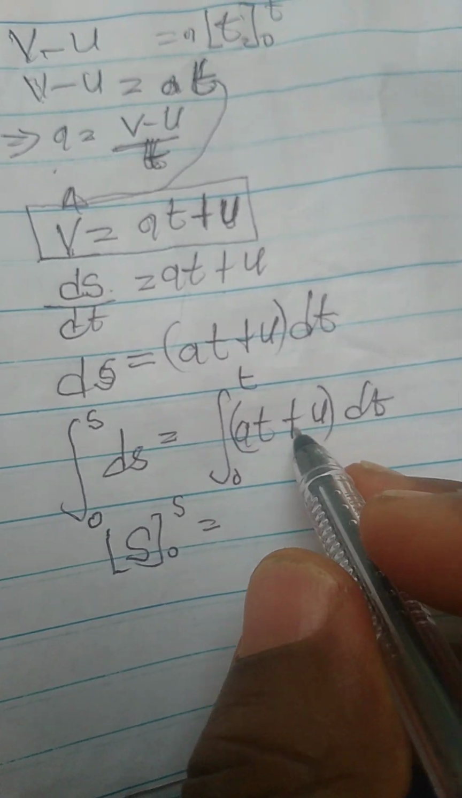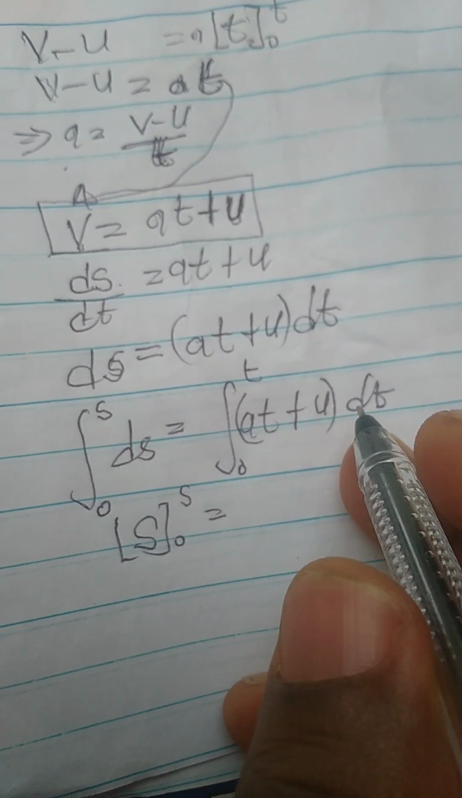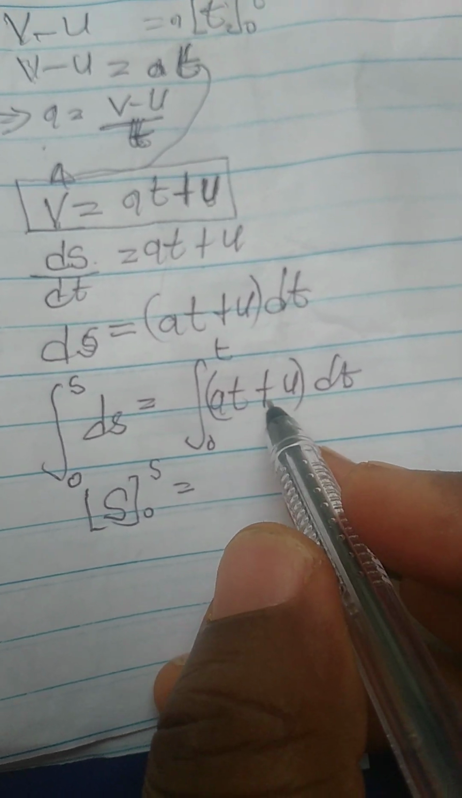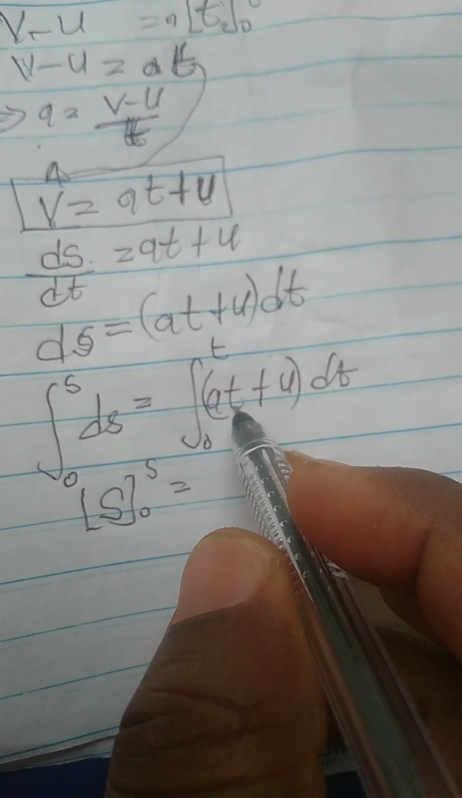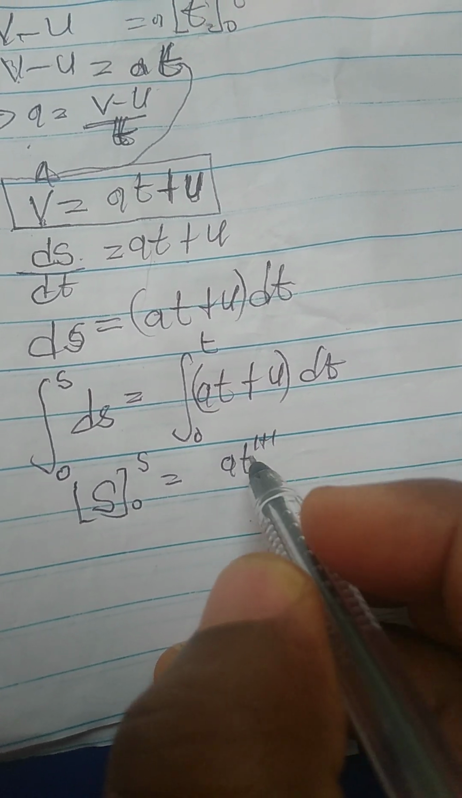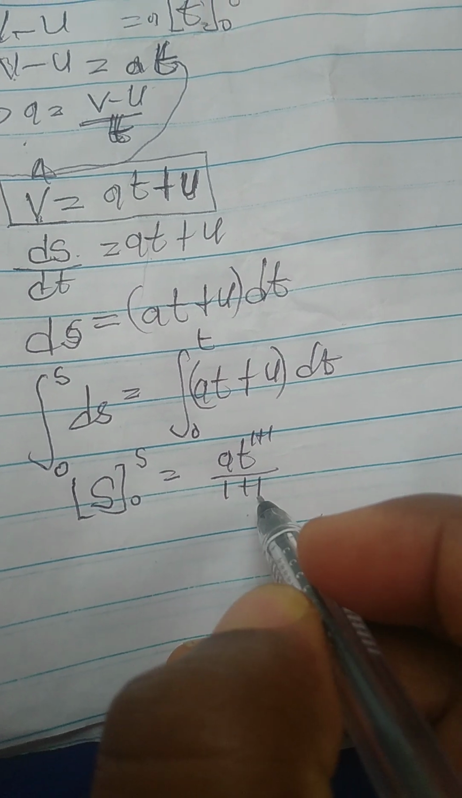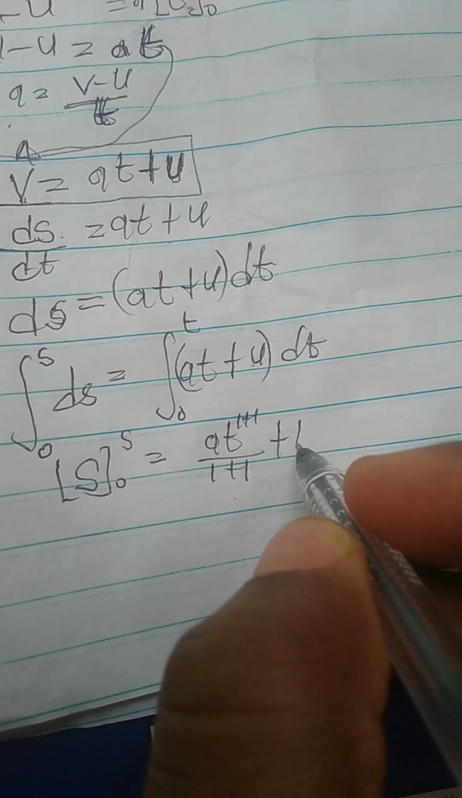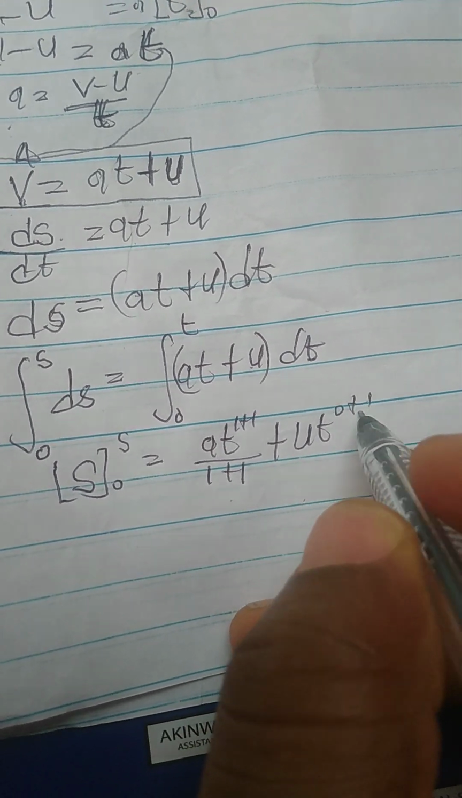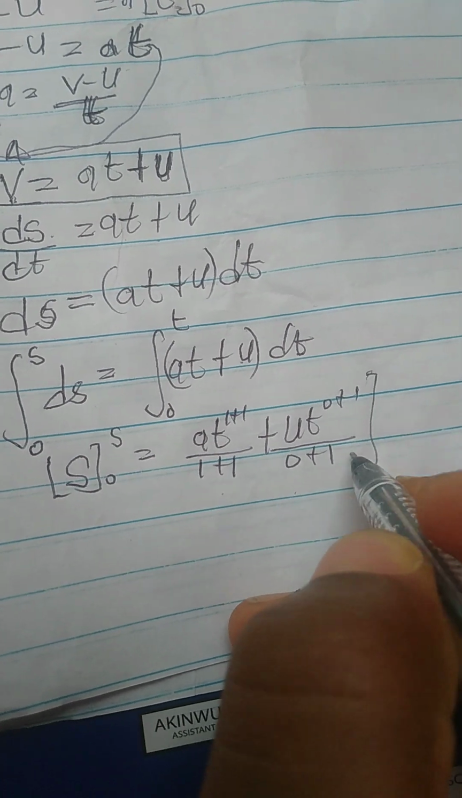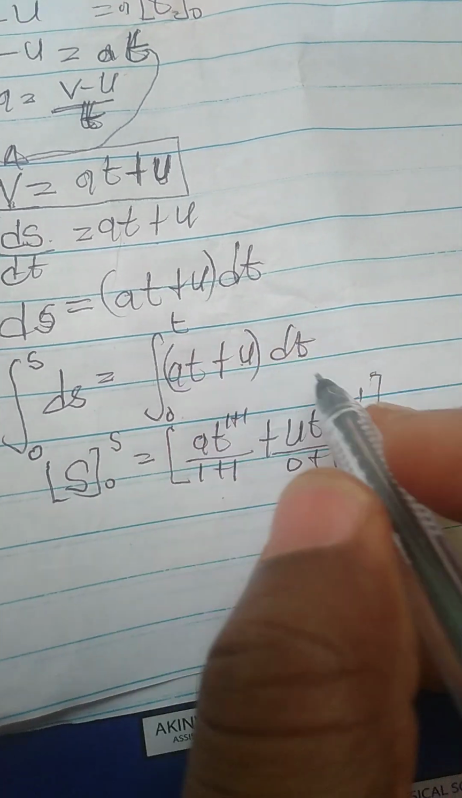Now, integrating this particular aspect, I taught us how to integrate in my last YouTube video. We integrate this term by term. When we integrate at, it's going to be a t raised to power 1 plus 1 divided by 1 plus 1. Then plus u. We know that this u can be written as u t raised to power 0, plus 1 divided by 0 plus 1 in the limits of 0 to t.